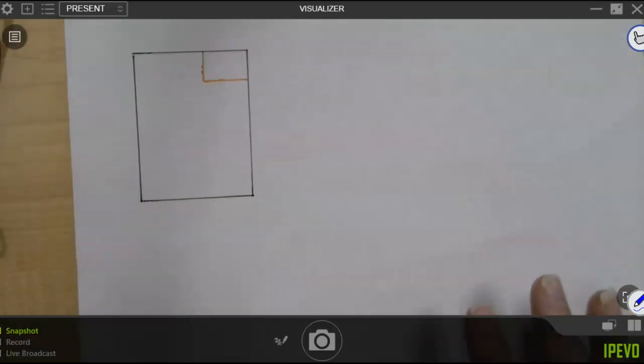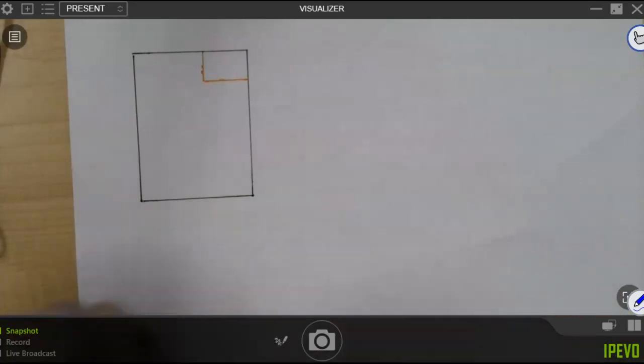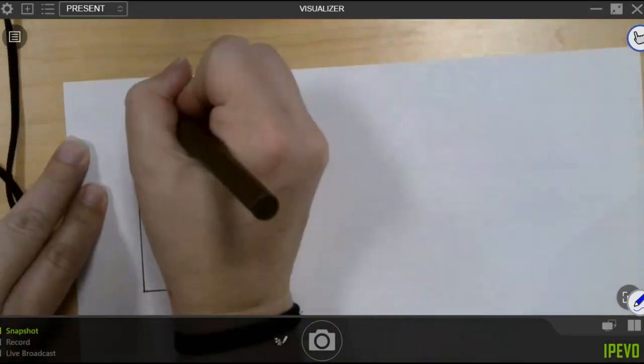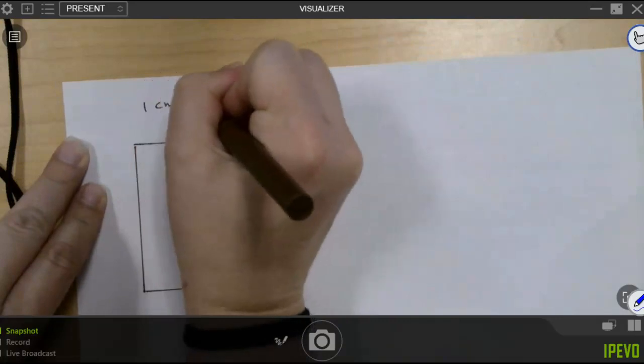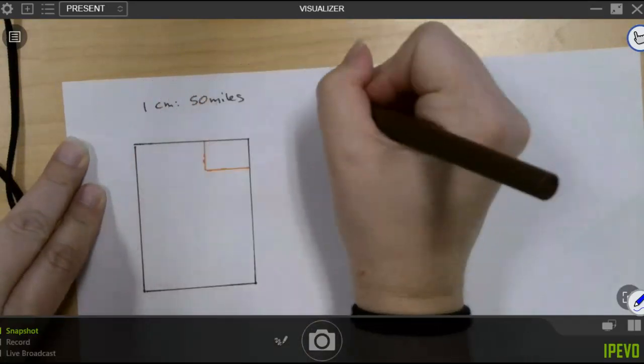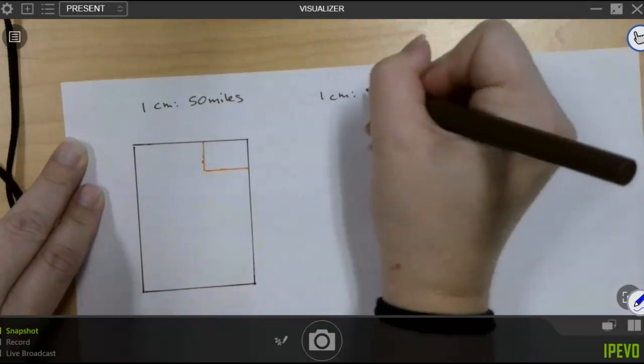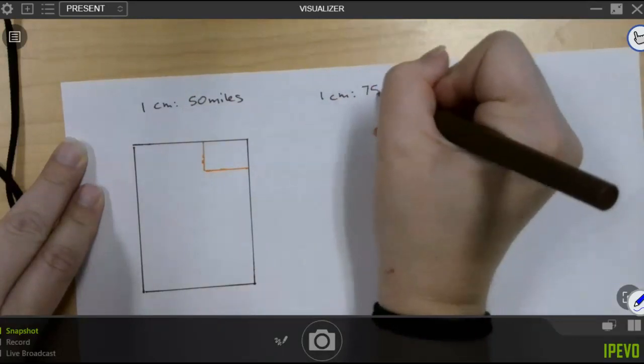So in my new one, I need to go back and label this one. This was 1 centimeter to 50 miles. And this one here is going to be 1 centimeter to 75 miles.